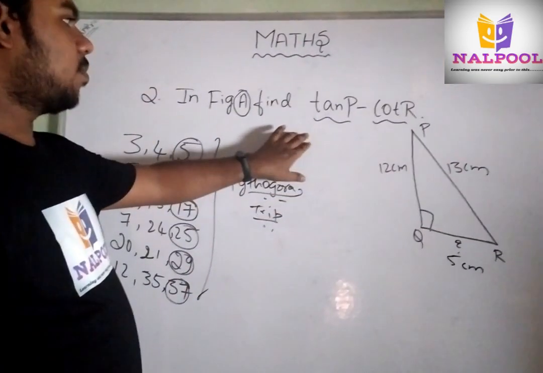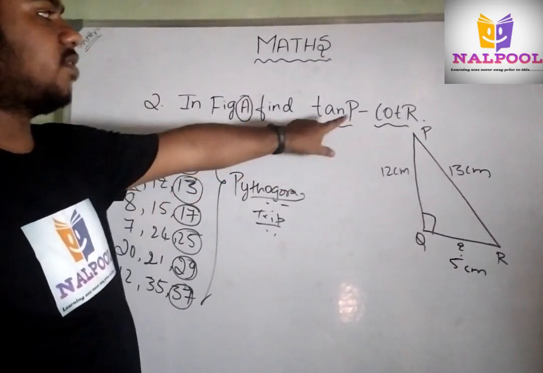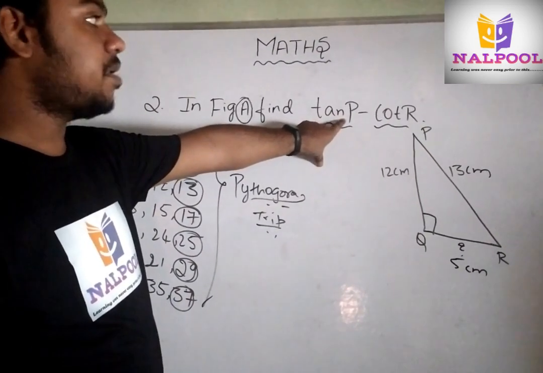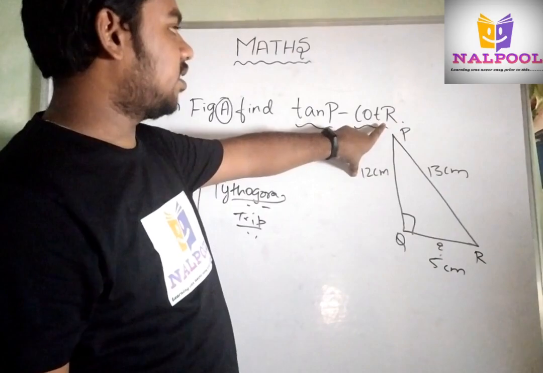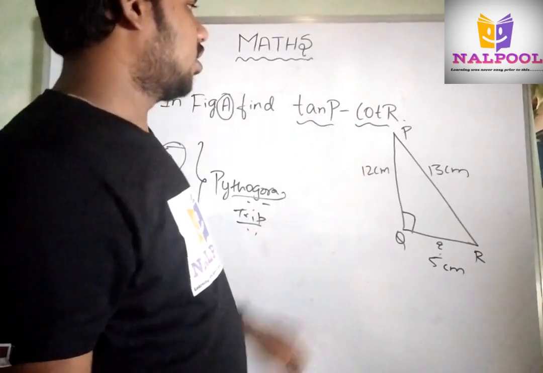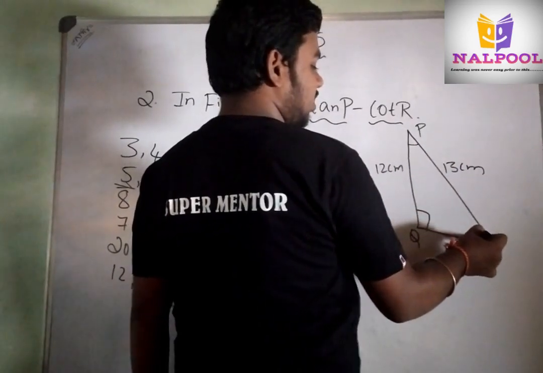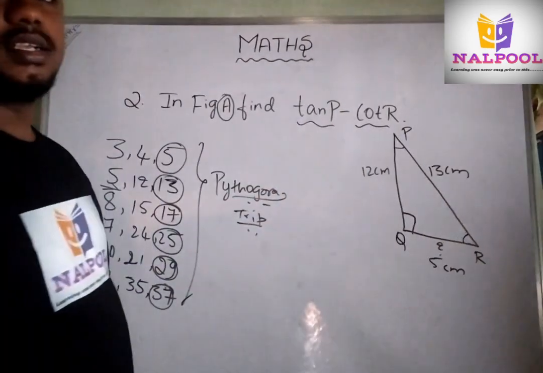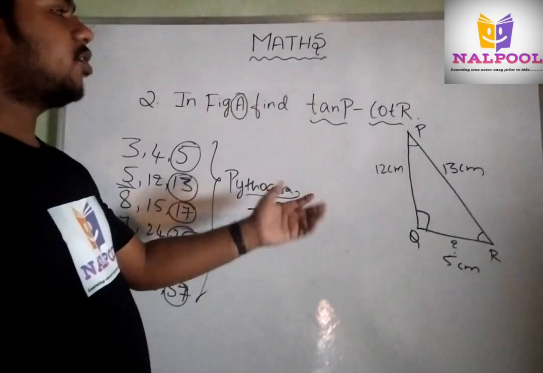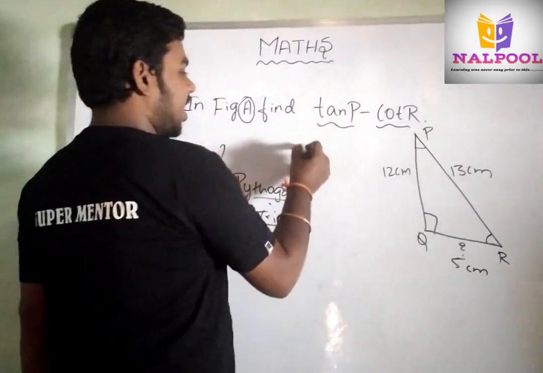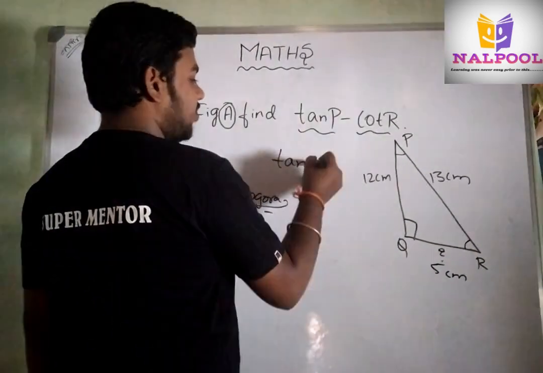If we observe the problem, theta is not defined in one angle. See here, tan P: here theta is defined in P. Cot R: here theta is defined in R. So we have thetas in two places, P and R. Simply to confuse you, they have given the question like this. How is tan P defined? Tan P is defined by which ratio?